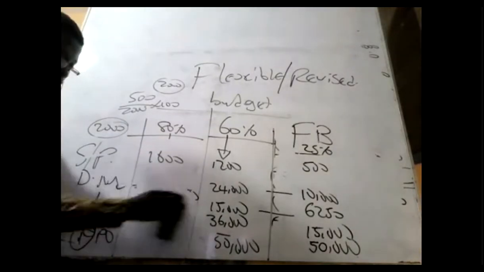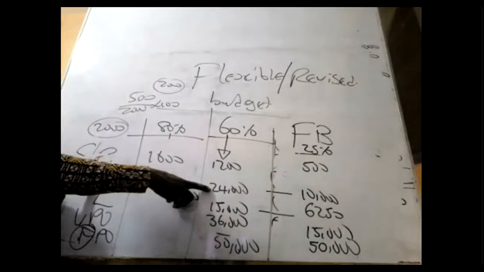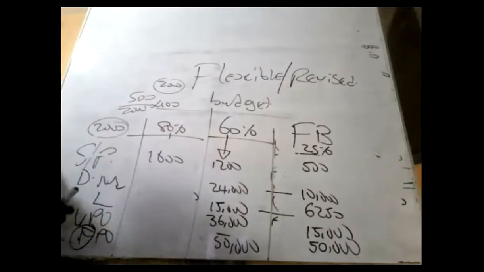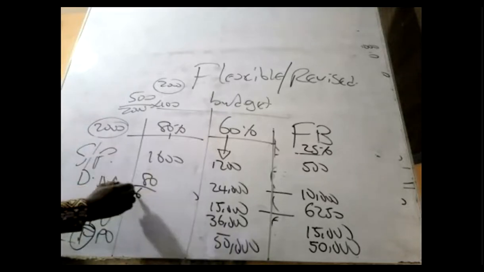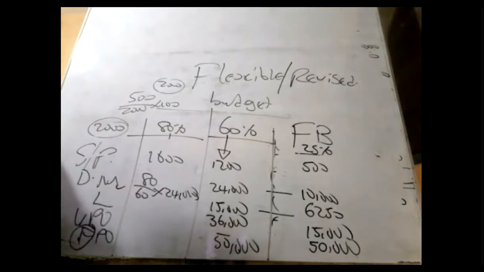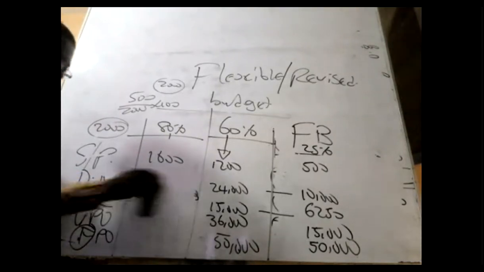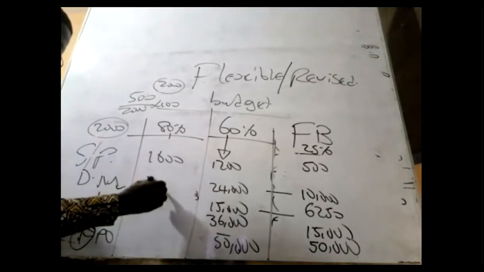So let's go to material. The cost is 24,000, but the percentage is 60. But I want 80 out of the 60. So tell the examiner 80 over 60 times 24,000. That will be the workings. What do you get? 32,000. Perfect one. That will be 32,000, which is the same.